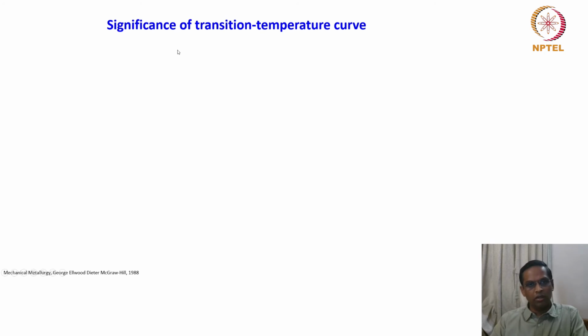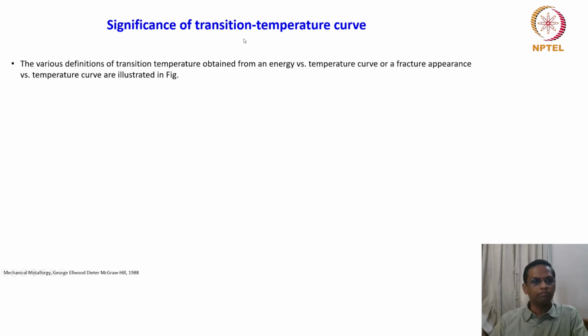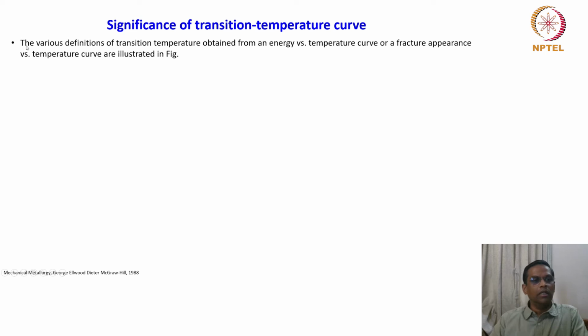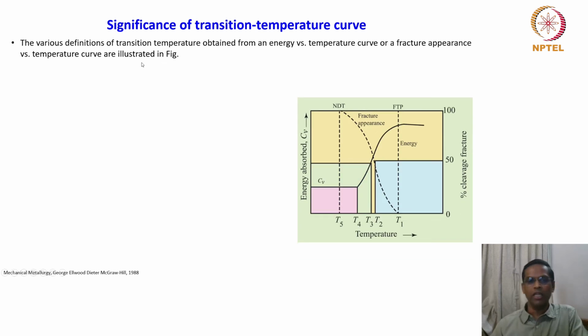So what is the significance of this transition temperature curve? The various definitions of transition temperatures obtained from an energy versus temperature curve or the fracture appearance versus temperature curve are illustrated in the figure. You see, since I said the test is quite simple, people have adopted different terminology to identify the fracture behavior of materials. So let us look at this plot. It's quite interesting.